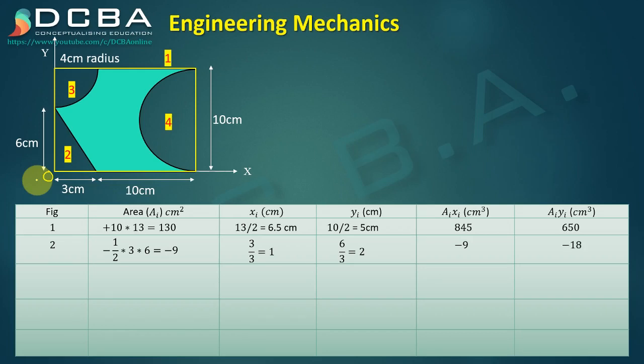Then the third one is this quarter circle. Now the quarter circle is again a subtractive area, so it's minus, and the radius of this quarter circle is 4 centimeters, so it's minus pi r square by 4. xi for this quarter circle. Now we have seen our quarter circle like this.